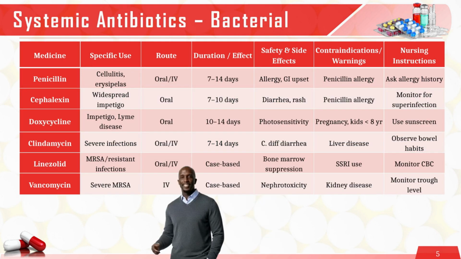Now let's move to systemic antibiotics used for more severe or widespread bacterial infections. Penicillin is frequently used for cellulitis. It's essential to ask about penicillin allergy history before administration. Cephalexin treats widespread impetigo, but again, be cautious if the patient has a penicillin allergy. Doxycycline is used for Lyme disease and impetigo, but always advise patients to use sunscreen due to photosensitivity. Avoid in pregnant women and children under 8 years.